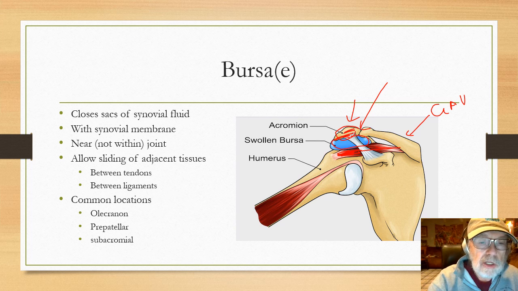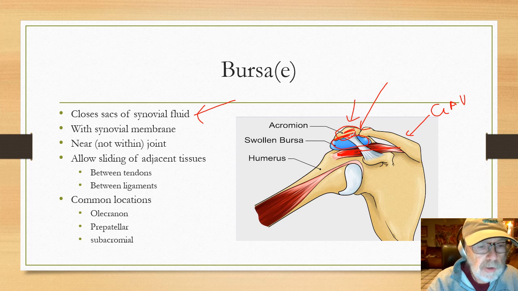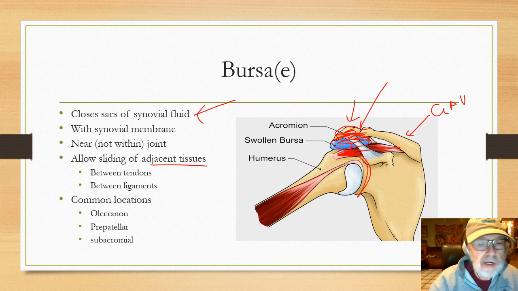The bursa has synovial membrane on the inside, which makes synovial fluid. It's not in the joint, but it's close to the joint. The shoulder joint would be up in here, and the bursa is between the muscle and the acromion right there. This allows the sliding of adjacent tissues without rubbing on things. So we can find this in certain areas where there are tendons or ligaments that we don't want to be worn down.